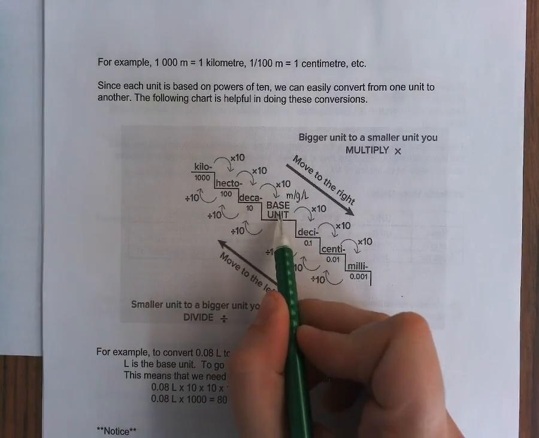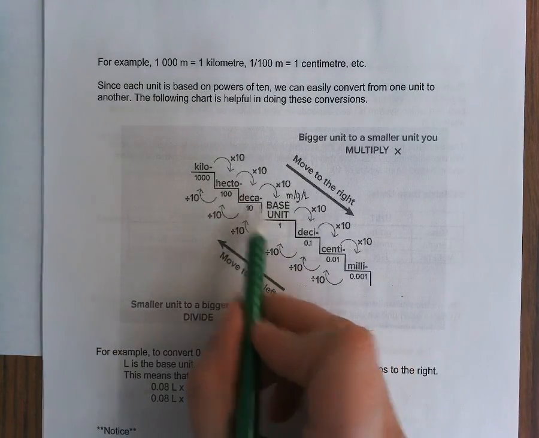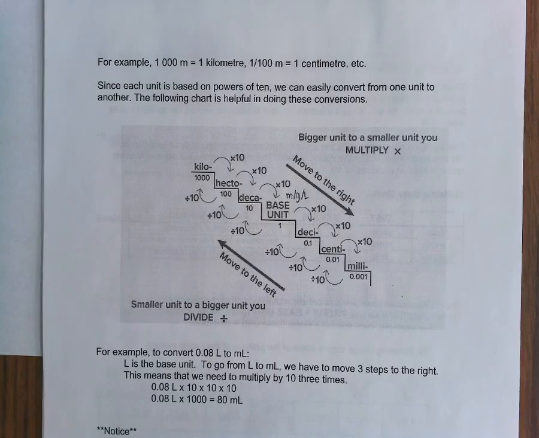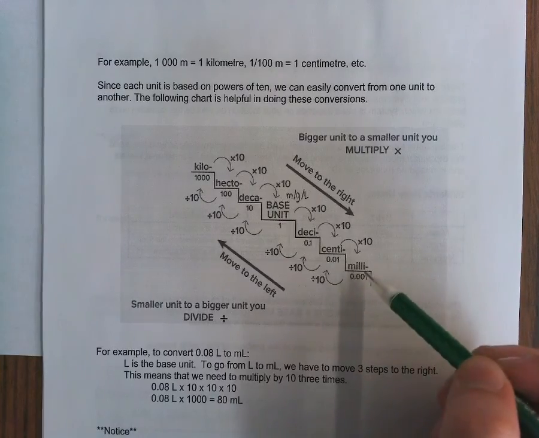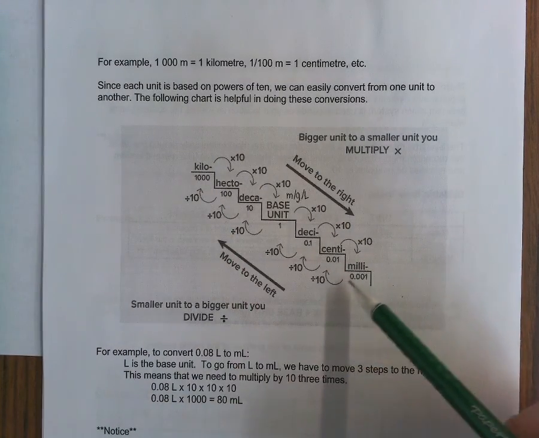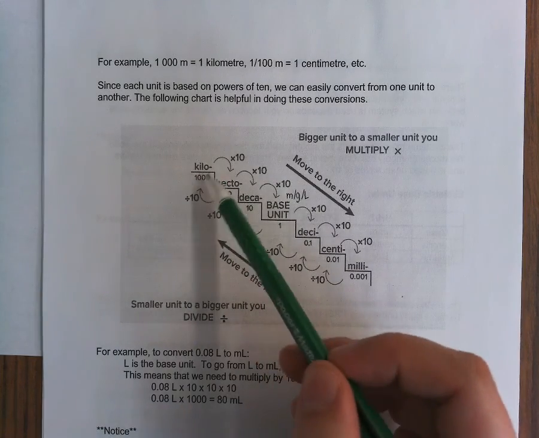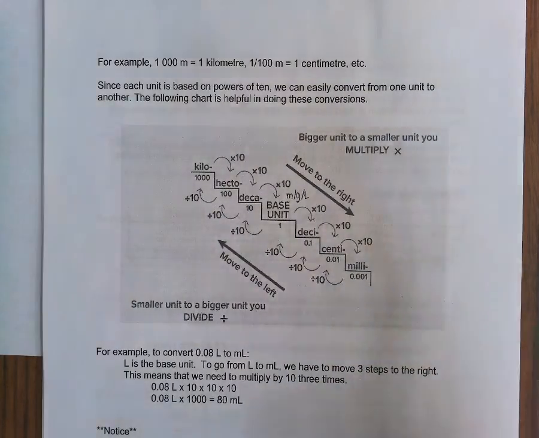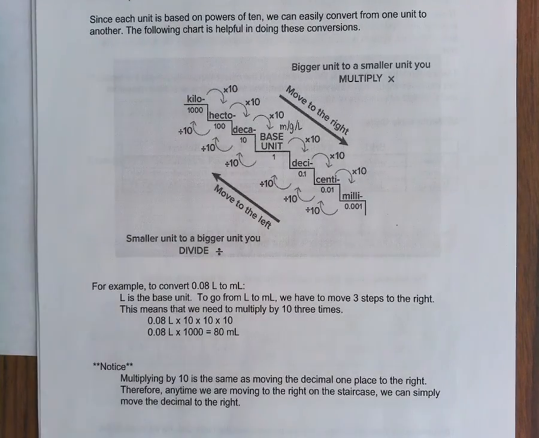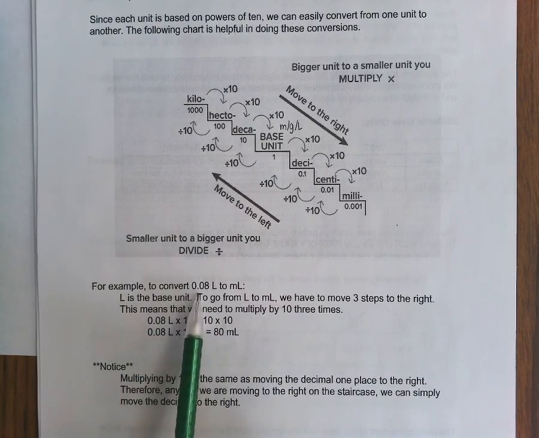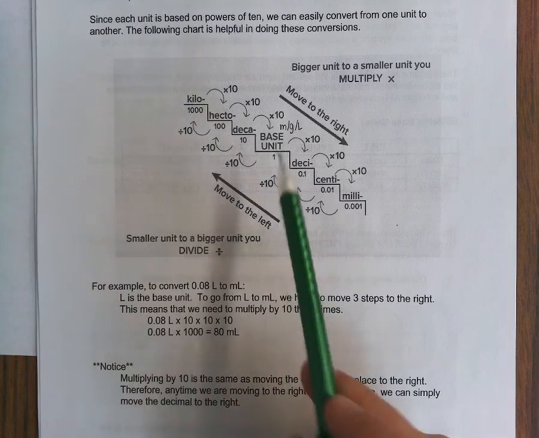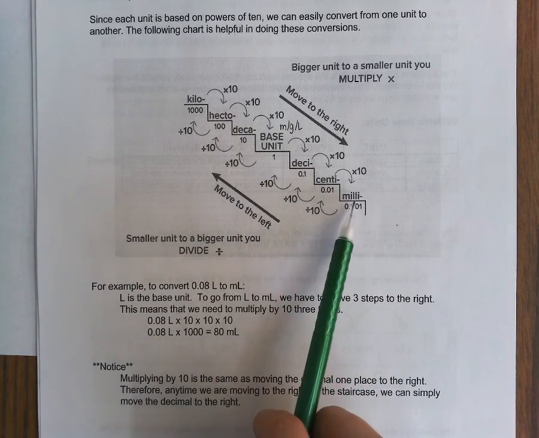If you were going to convert from this base unit to either larger or smaller units, you were either going to multiply or divide by tens. If you are going from some of these smaller units to bigger units, you are going to end up dividing by tens. And if you're going from bigger units to smaller units, you're going to multiply by tens. So let's look at an example. This chart will make a lot more sense once you actually start using it. In the first example, we convert 0.08 liters, so that's a base unit, to milliliters. Liters is the base unit, and we want to go down to milliliters.